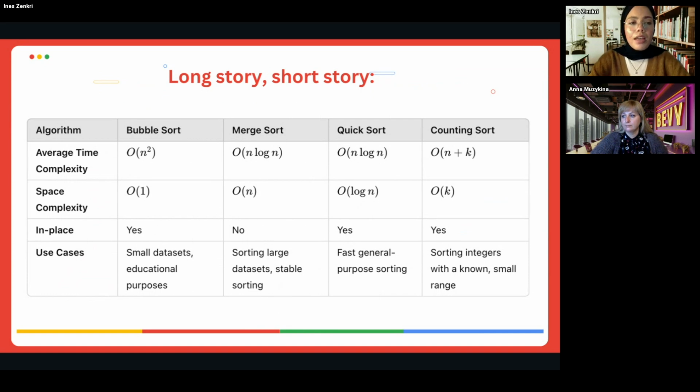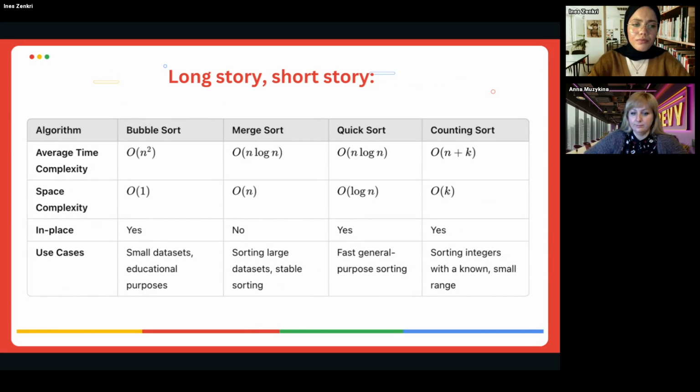And then the space complexity. Basically, bubble sort doesn't need any extra memory. We don't need any extra arrays or any data structures, so it's big O of 1. Merge sort needs extra arrays because we are dividing each time and creating new arrays, so it's big O of n. Quicksort takes less memory, which is big O of log n. And counting sort basically takes just, we create the count array, which is big O of k, which is our max value.